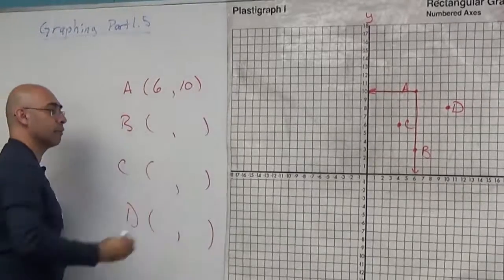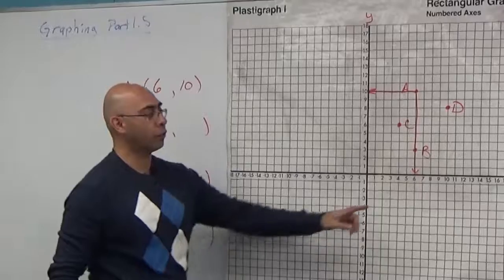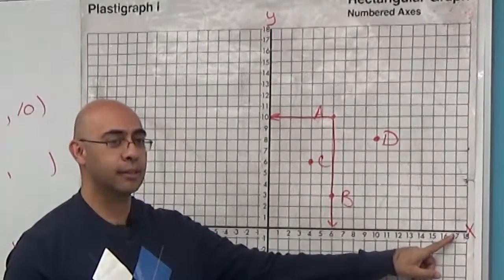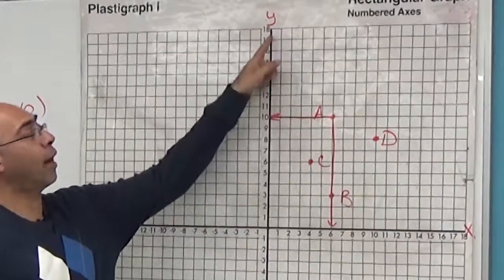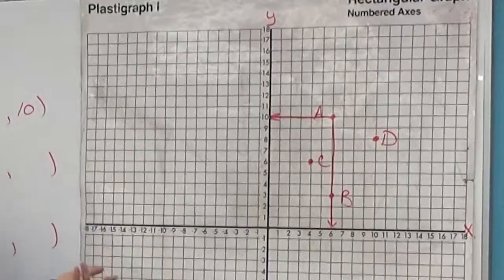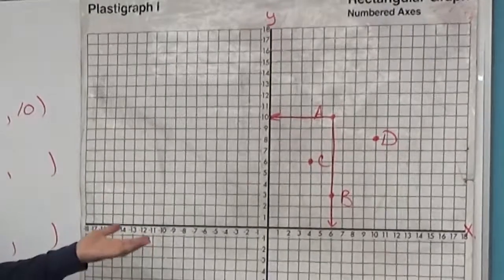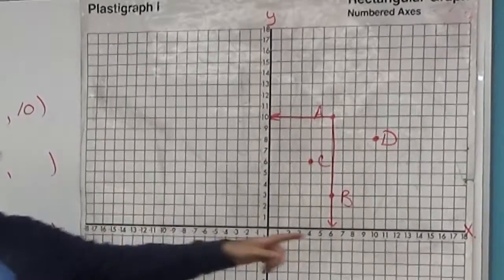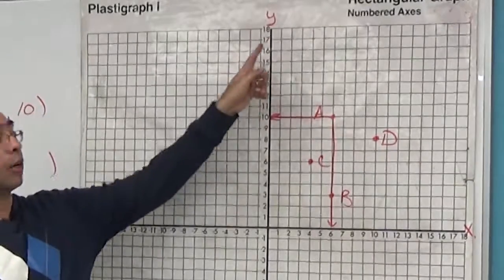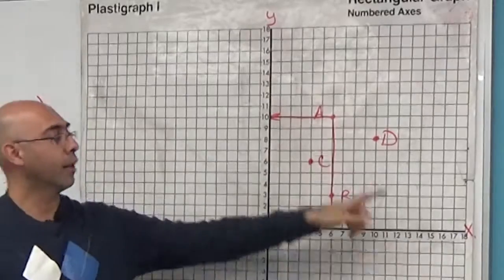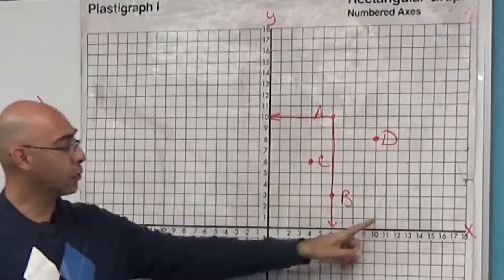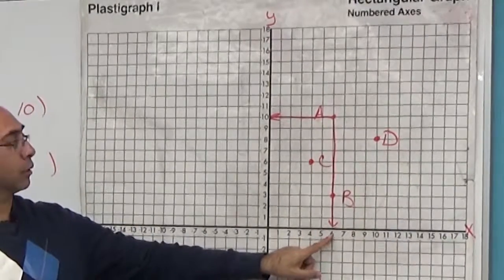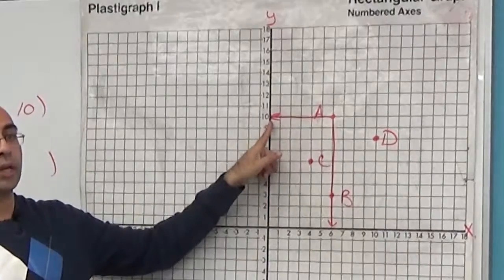Now here's the reason. This line is the x-axis. This line is the y-axis. If you want to know which number to put first, look at the letters and see which letter comes first in the alphabet. So if you have an X and a Y, which letter comes first in the alphabet? X. X comes first. So this number goes first. Then this number goes second.